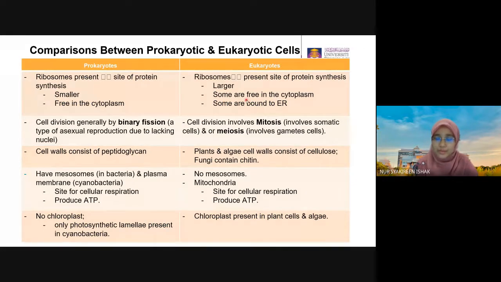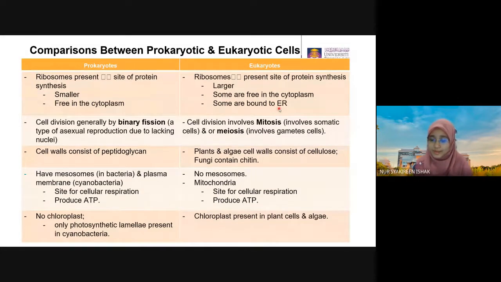Bound ribosomes are bound to this organelle, the ER. What is ER? Endoplasmic reticulum. Endoplasmic reticulum is an organelle within the cell of eukaryotes. So there are two types of endoplasmic reticulum.